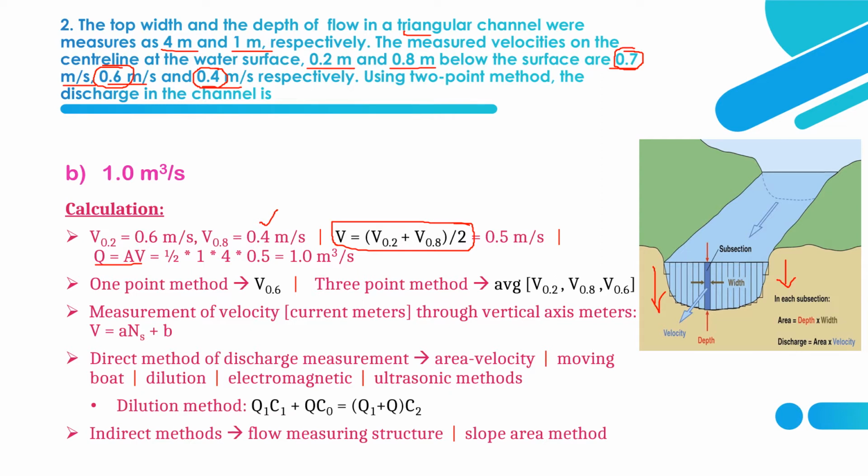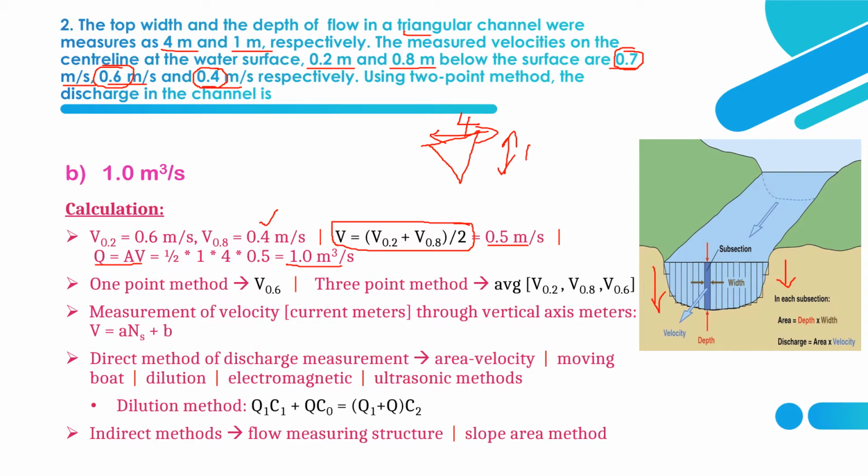So what is the area of the channel? Here a triangular channel is given, so area is half into height into breadth. What is the breadth or the top width? 4 meter. So half into height. Height is 1 meter, the depth of flow is 1 meter. So that's half into 1 into 4 into the velocity. What is the velocity as per the 2-point method? 0.5 meter per second. So just substitute the values to get the answer as 1 meter cube per second.